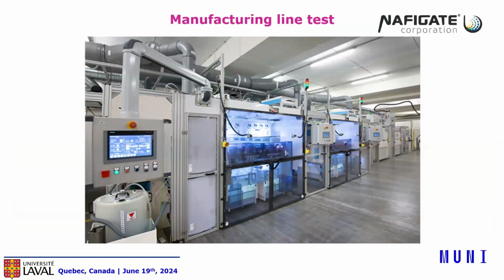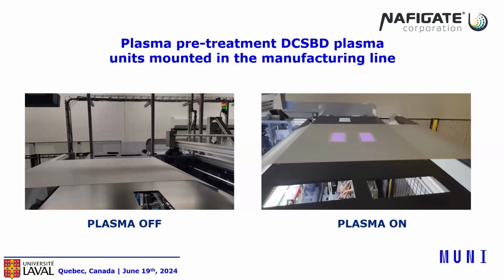We also tested this technology at a manufacturing line in collaboration with the Navigate company. So this is the photo of their line in the factory. Again, like in the case of PP nonwovens, we installed 2 plasma units before electrospinning. 2 was sufficient to pretreat the substrates efficiently, because maybe I should mention that the typical speed for this process is much, much slower, depending on the thickness of nanofibers you require, several centimeters per minute. So 2 electrodes are quite sufficient.